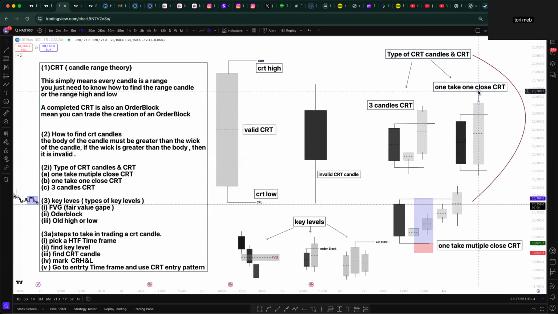So that's the one take, one close CRT. This is just an example of how it looks, where by the time you see the manipulation, you go down to your lower time frame for entry, you see where you want to enter, and then you take it to the high.